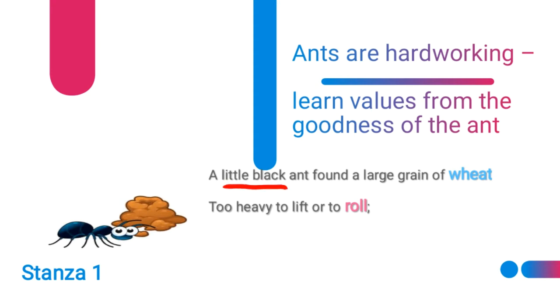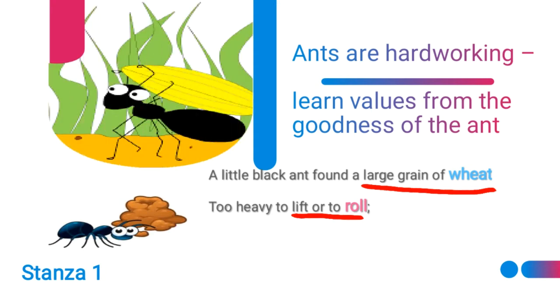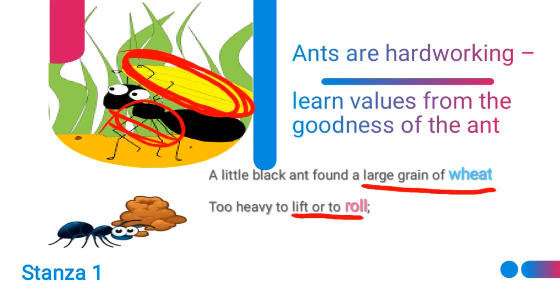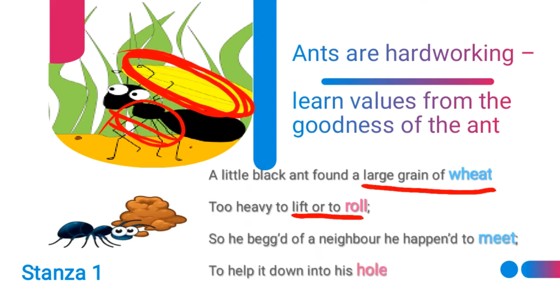A little black ant. Too heavy to lift or to roll. So this little black ant cannot lift or roll the large grain of wheat. It was so heavy. The grain of wheat was so heavy that it can neither lift nor roll it. Truly it was heavier than its own weight. This large grain of wheat is heavier and bigger than this ant. Let's move on to the next lines.